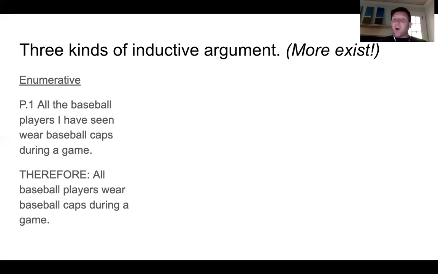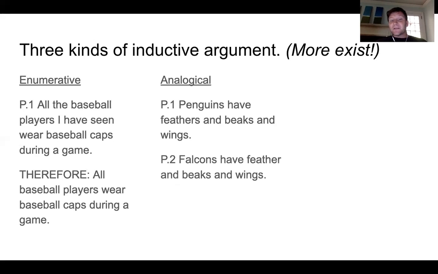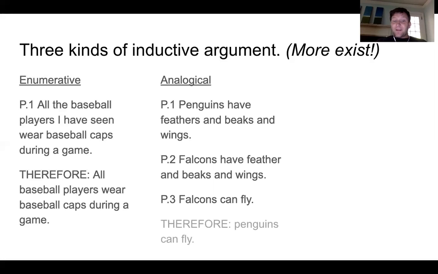So it's pretty common. The second one is an analogical inductive argument, and it goes something like this. Here's an example. Premise one, penguins, I don't know why it's just so bird heavy, but anyway, penguins have feathers and beaks and wings. Falcons have feathers and beaks and wings. Falcons can fly, therefore penguins can fly, right?